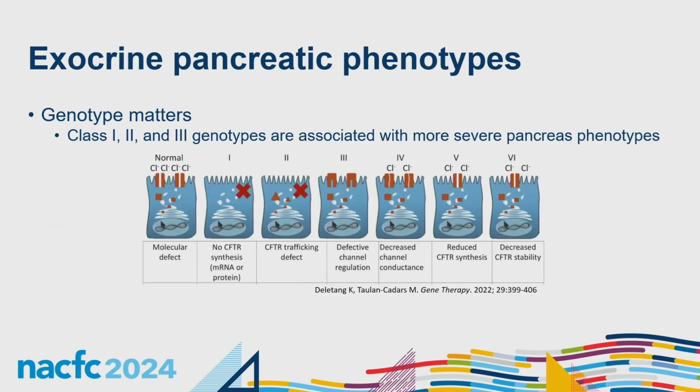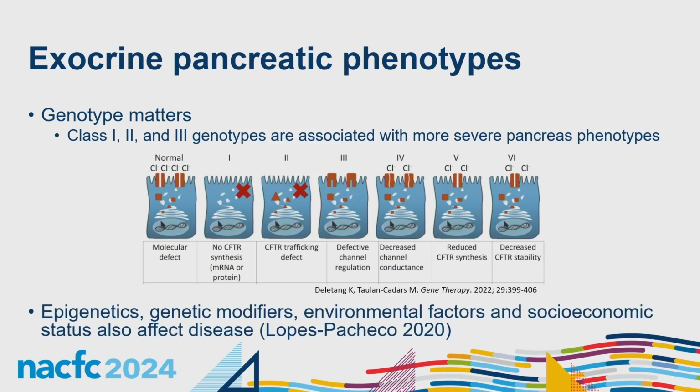So we know that the genotype of CFTR mutations matters. Specifically, class 1, 2, and 3 genotypes are associated with more severe pancreas phenotypes, including pancreatic insufficiency. There are modifiers, though, including epigenetics, genetic modifiers, environmental factors, and socioeconomic status that can all affect disease outcomes.